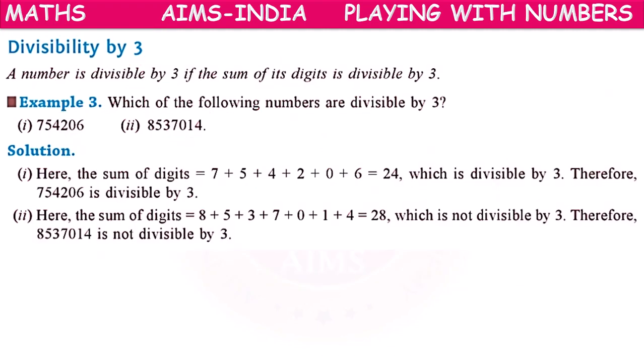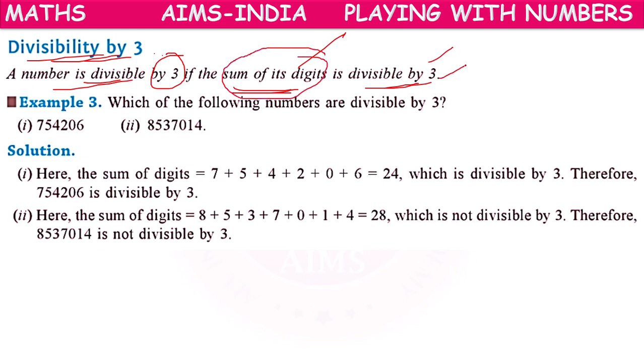Next. Divisibility by 3. A number is divisible by 3 if the sum of its digits is divisible by 3.